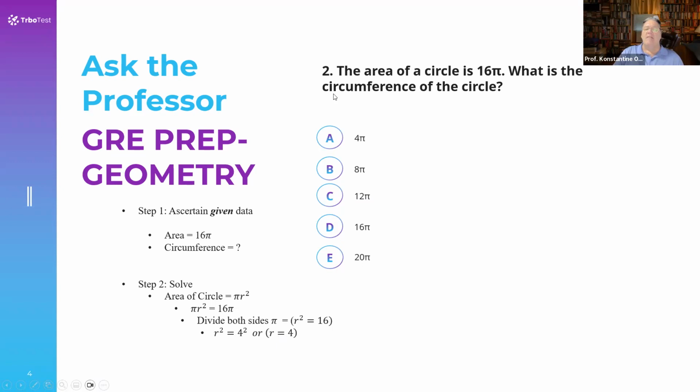But remember, it's asking for the circumference, not the radius. So we have to go one more step. In this case, we know the circumference is 2 pi times r. The neat thing is, in this case, and in many cases on the GRE, the pi is included in the answer. Therefore, we don't have to worry about multiplying anything by pi. We merely know that 2 pi r equals 2 times pi times 4, or in our case, 2 times 4 equals 8 times pi. The answer then is B.